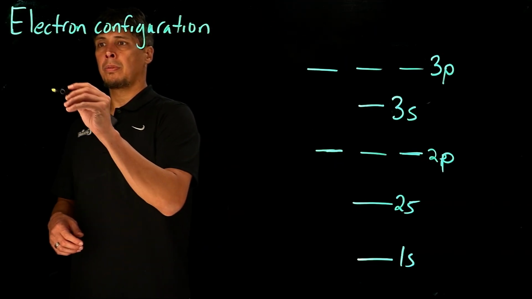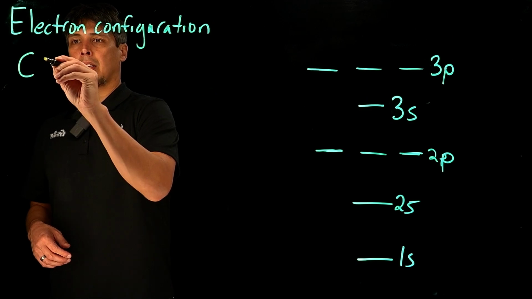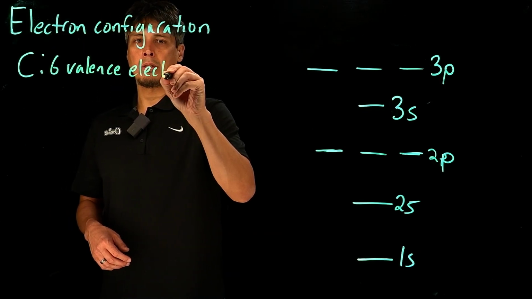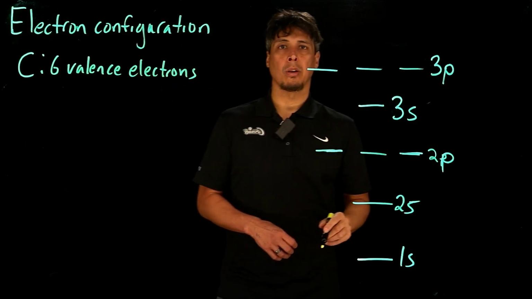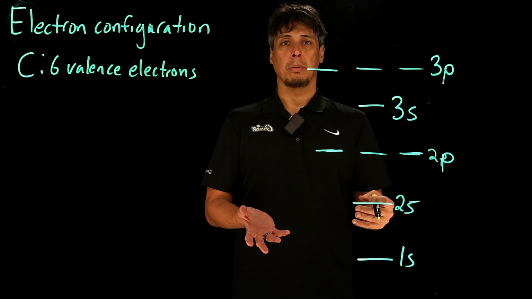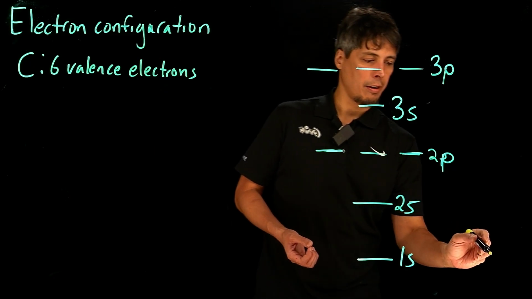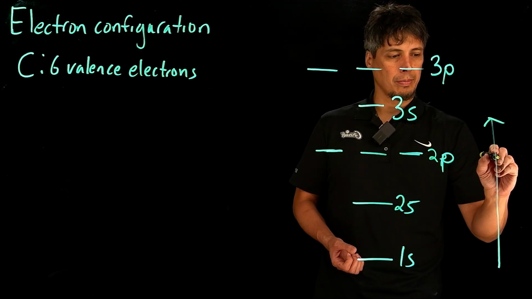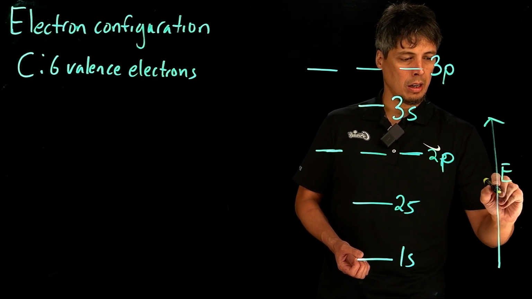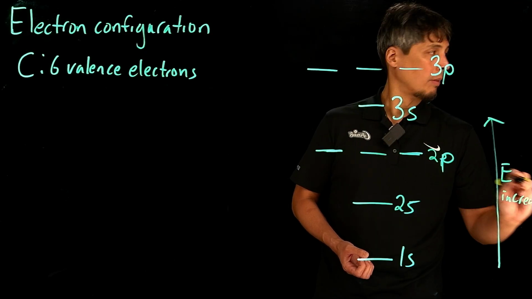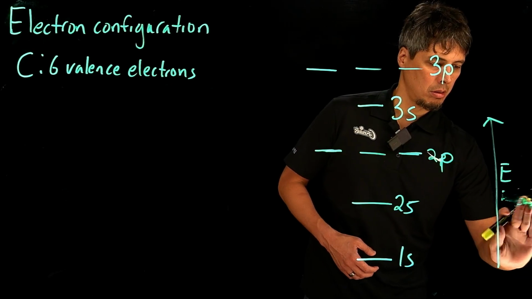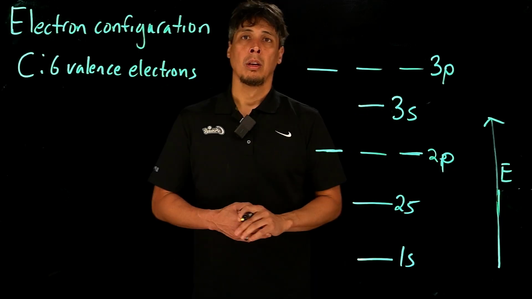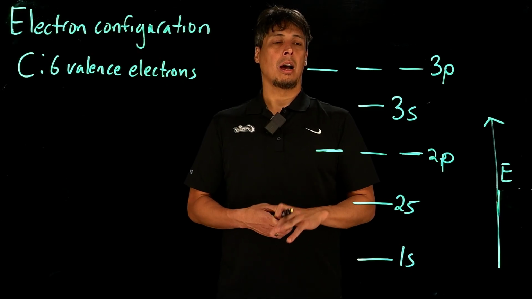Okay, and so with carbon, we know that we have 6 valence electrons. And as we've discussed in the videos prior to this, we can arrange atomic orbitals in a particular fashion where the lowest energy is the 1s orbital, and as we go up the board here, we have higher energy. So we have increasing energy as we go up the board. So the question is, how do we arrange those electrons within these orbitals?